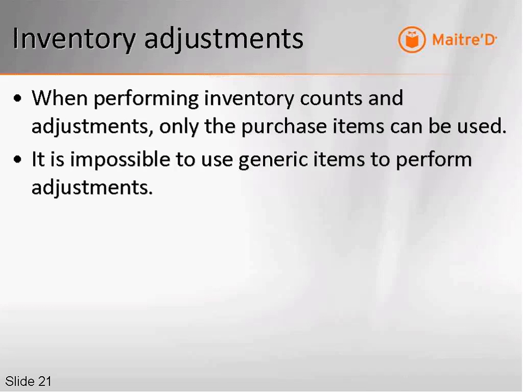So the generic item itself cannot be used to perform adjustments. That helps a lot because it's very hard for employees to count ounces. If you have like 6 cases of 60 ounces or something, and you want to count ounces, that makes a lot. So the system automatically figures everything out for you.